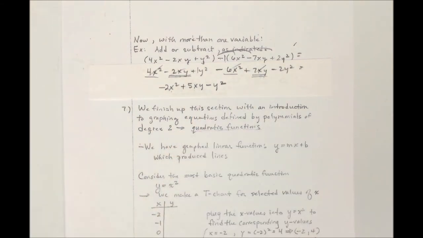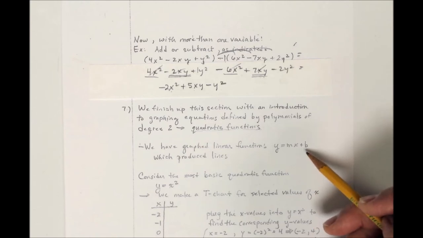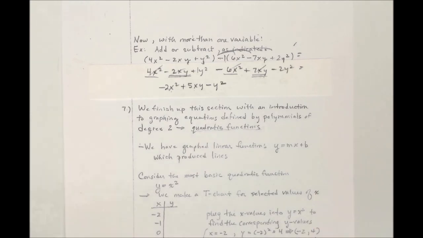All right, now, the last thing that we're going to do is show you an example or two of graphing what we call a quadratic function. That's a polynomial of degree 2. We've already done some graphing with polynomials of degree 1, linear functions, y equals mx plus b, and we got lines. Well, when we graph quadratic functions, we don't get lines. We get a shape that's called a parabola.